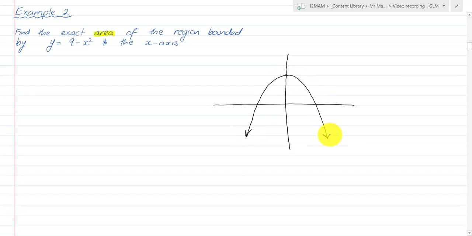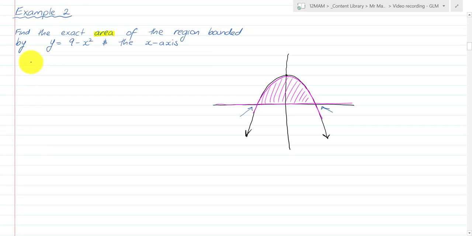Now it's asked us to find the exact area of the region bounded by y equals 9 minus x squared and the x-axis. So that is the region bounded by the function and the x-axis, which means we're talking about this region here. Now we know the function we're integrating. What we don't know is our terminal values. So we're going to calculate our terminal values now, and our terminal values will be the values in here, so the x-intercepts of the original function.